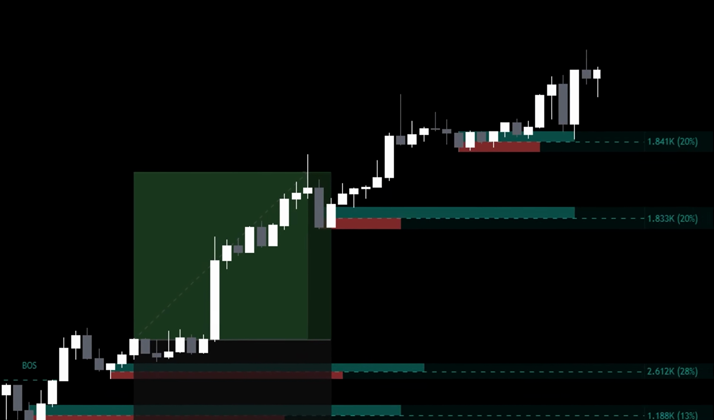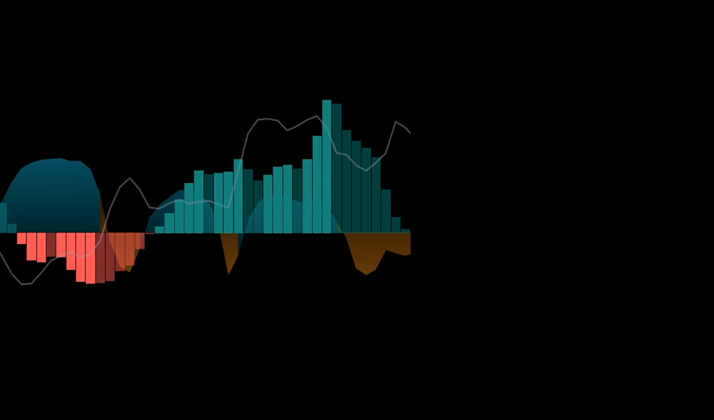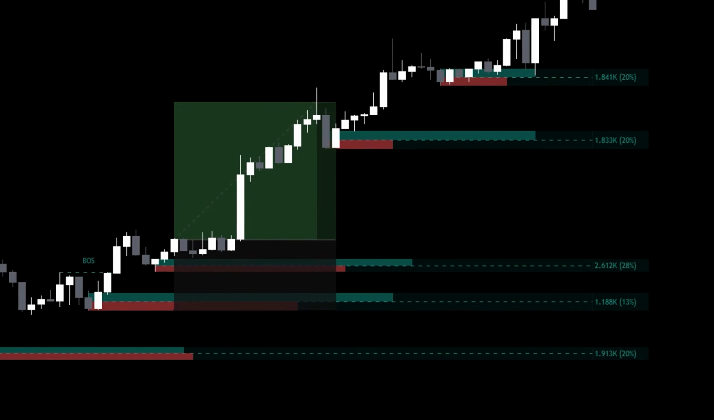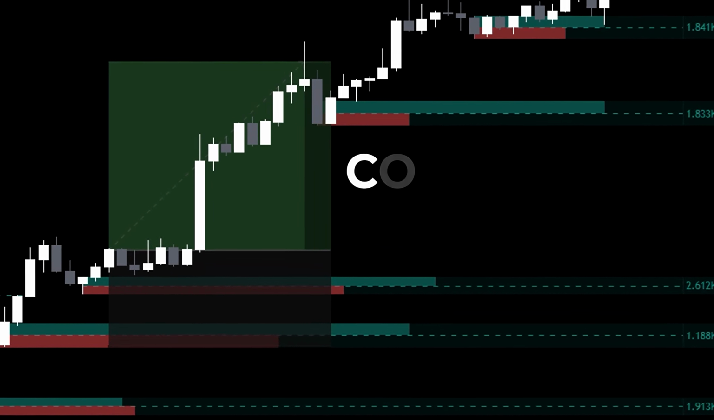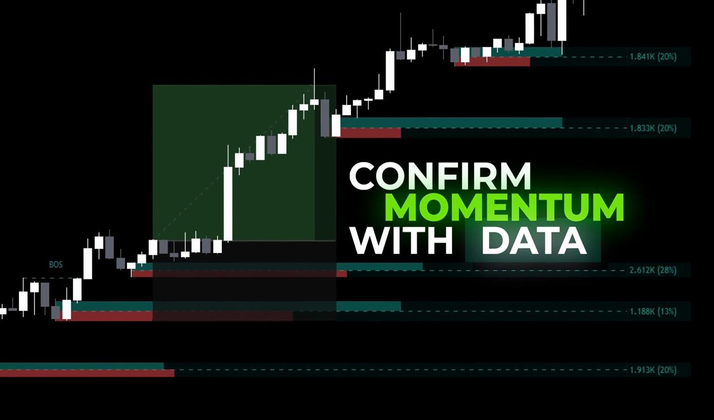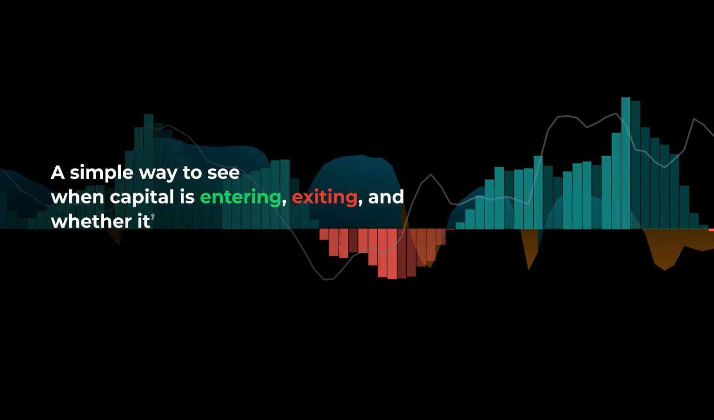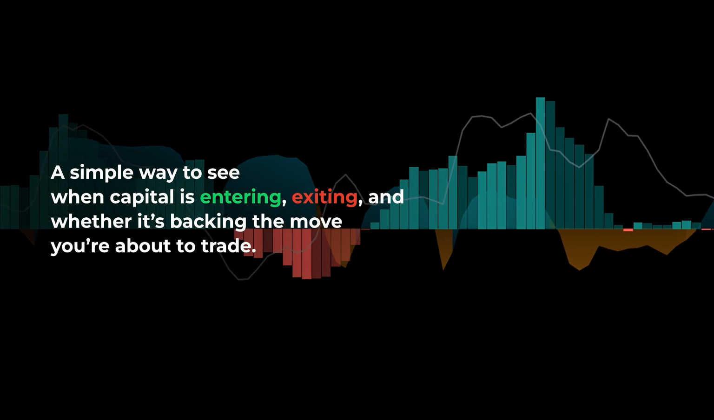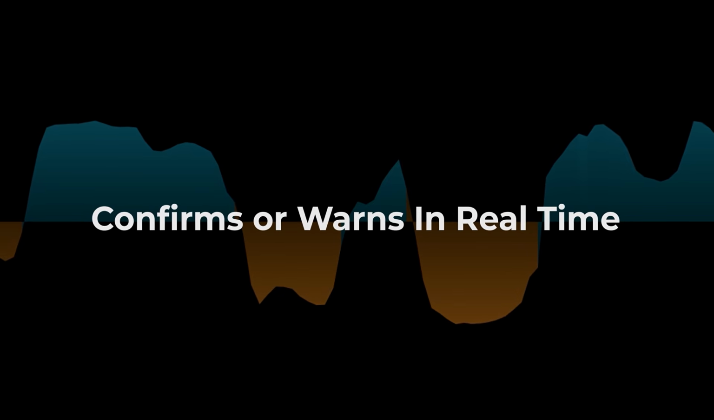As the move plays out, notice how the open interest histogram stays teal throughout the rally, showing sustained inflows and participation. That's what differentiates a real trend from a fading push. By combining price structure with open interest flows, we're able to confirm momentum with data, not hope. And that's the open interest inflows and outflows indicator, a simple way to see when capital is entering, exiting, and whether it's backing the move you're about to trade. Columns tell you who's adding risk. The sentiment line exposes divergences, and the correlation band confirms or warns in real time.